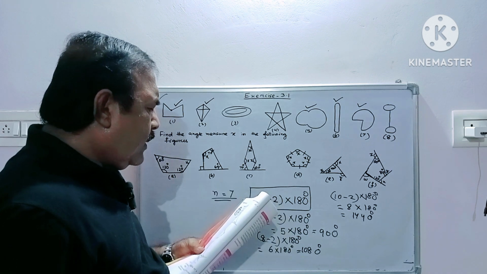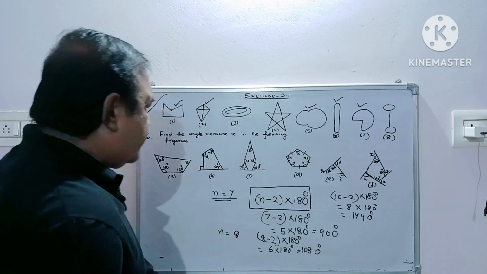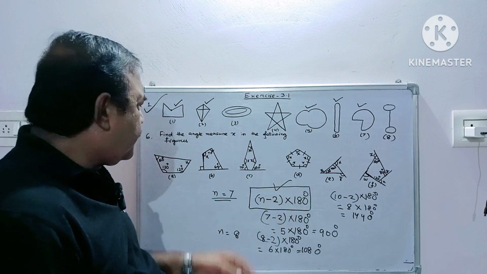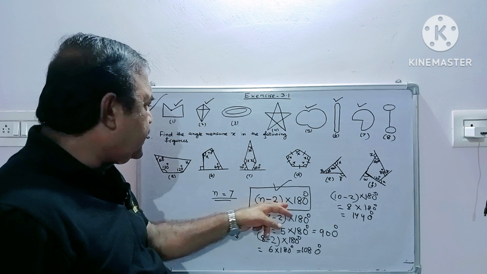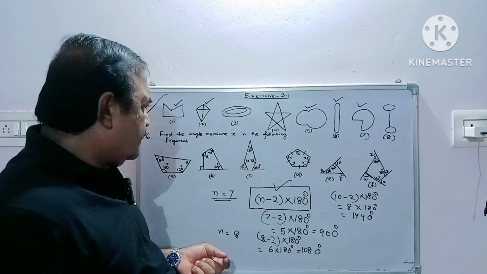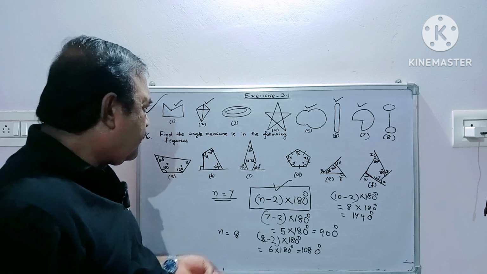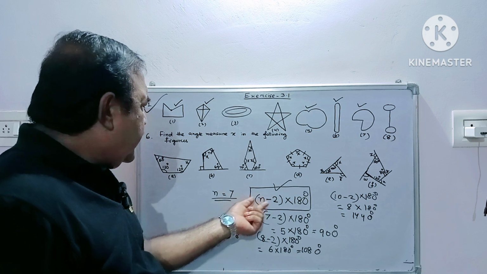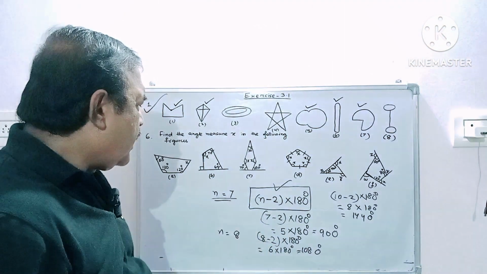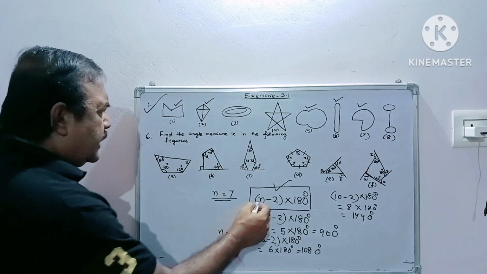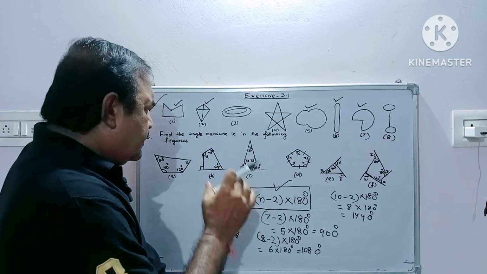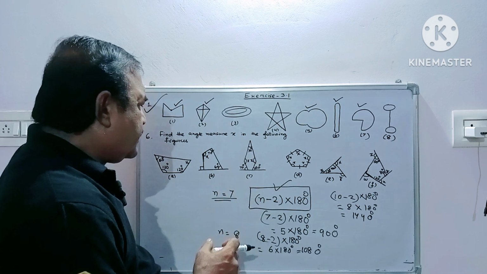And if the number of sides is n, we do not know the value of n, so n minus 2 into 180 degrees is the formula. What actually happens, you see, n minus 2 gives how many triangles? Actually, n minus 2 gives the number of triangles.